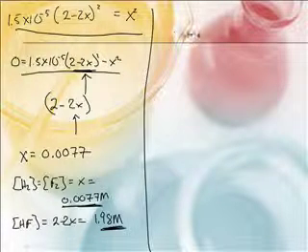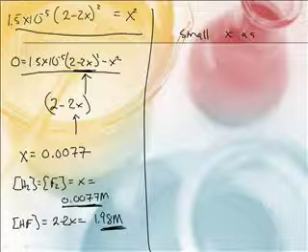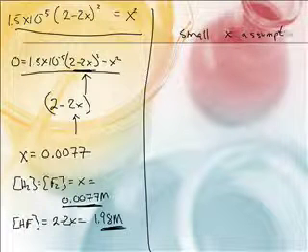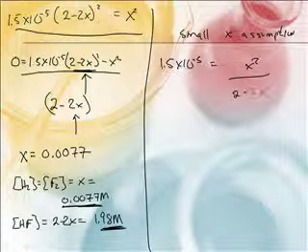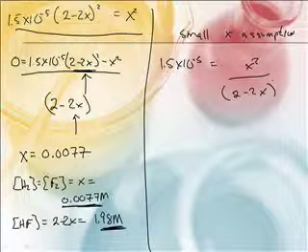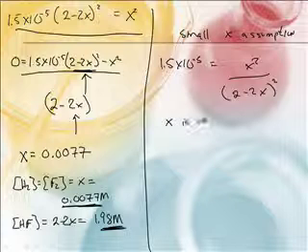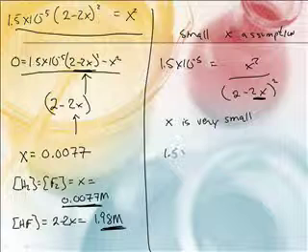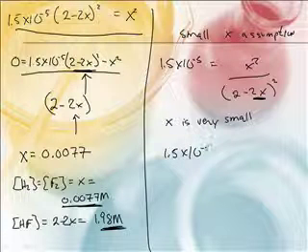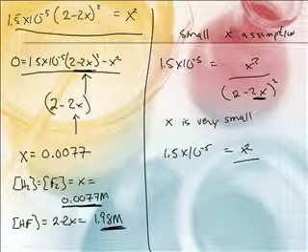So let's go back to the original setup, where we had K equals products over reactants. So 1.5 times 10 to the negative 5 equals x squared over 2 minus 2x. Now the small x assumption basically tells you that the amount of the initial that you're going to lose is very, very small. So x is small, so we just ignore that 2x term. Then you just write 1.5 times 10 to the minus 5 is equal to x squared over 2 squared.